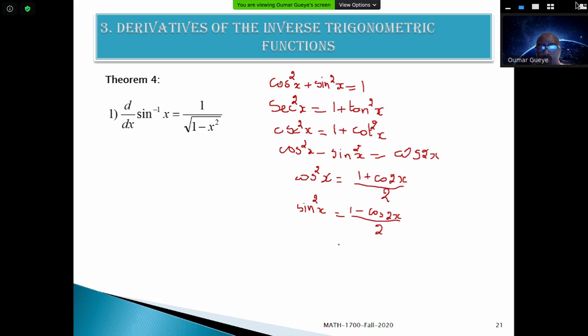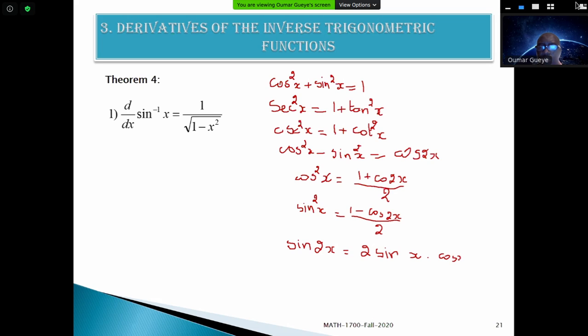And one more. When you have sine of 2x, sine 2x can be written as 2 times sine x times cosine x. Exactly.